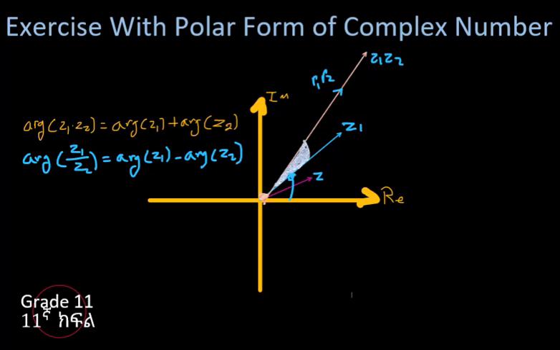Working on polar form of complex numbers. In this tutorial, we'll work on proving algebraically the product of two complex numbers and the quotient of two complex numbers, and then we will interpret geometrically, which involves enlargements followed by rotations. Okay, let's move on. I encourage you to pause the video and try first.